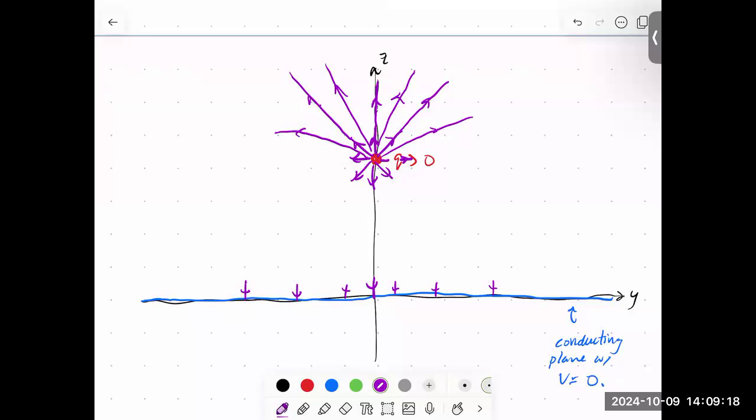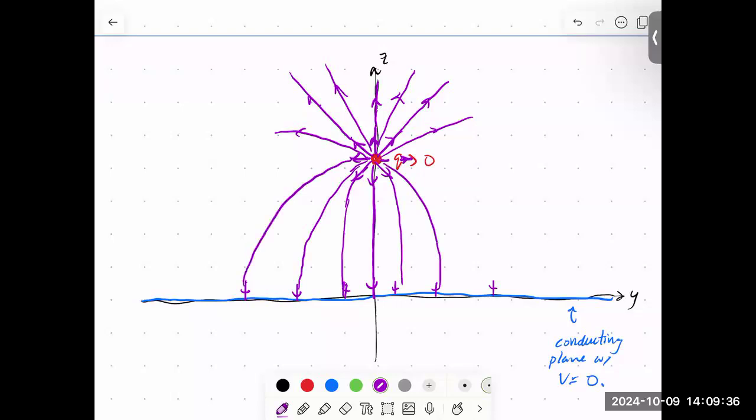What we just have to do is connect these lines up. So our electric field lines are going to look something like this. I'm going to draw a couple more here. Okay, so that's roughly what we think our electric fields would look like. Okay, so E, it's going to be something like that.